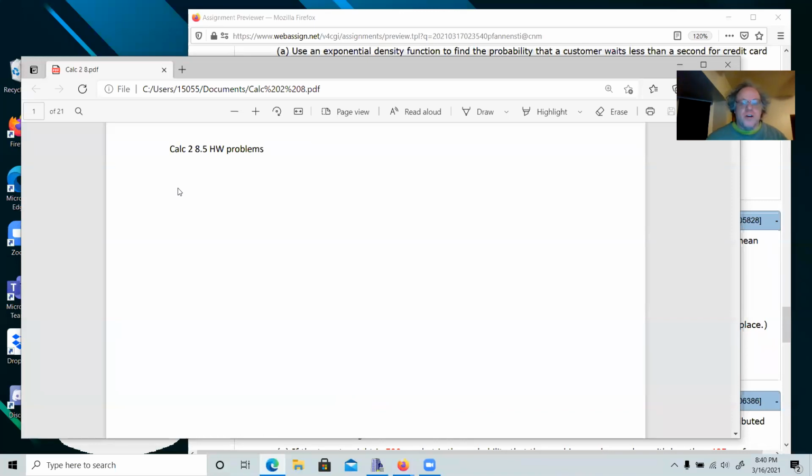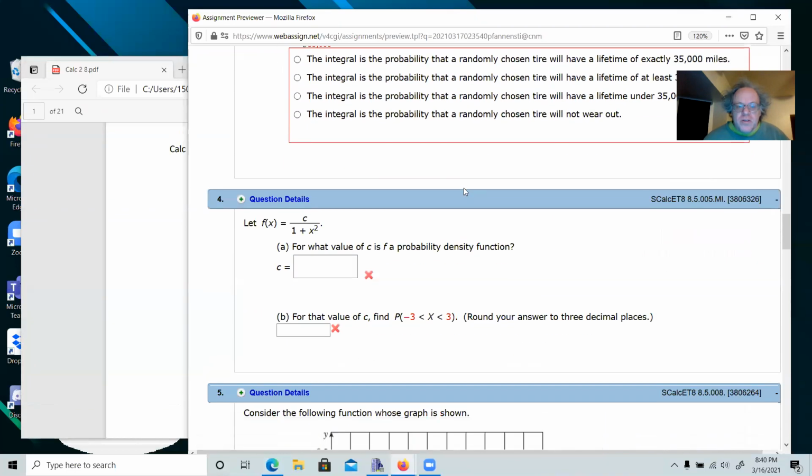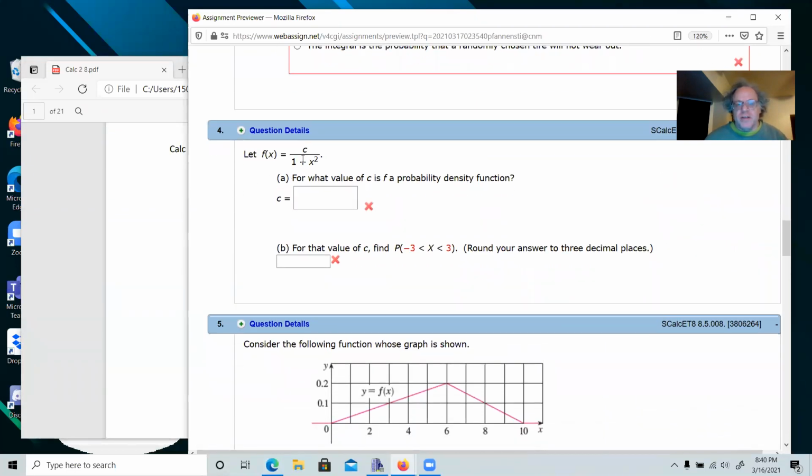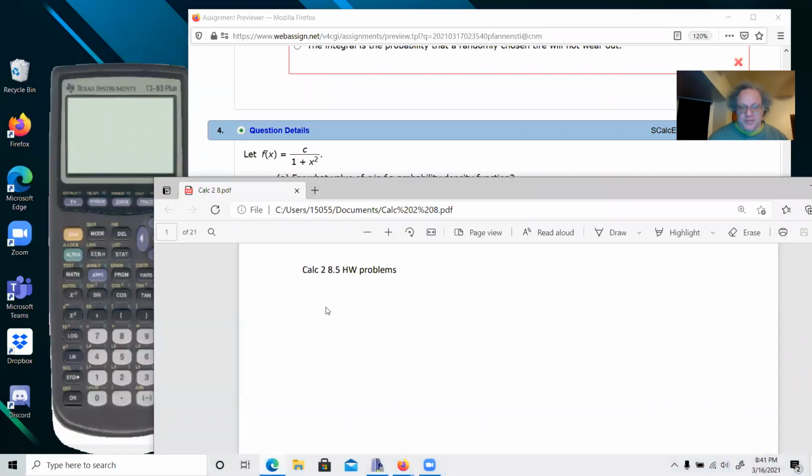All right. So what are we looking at here? It says, here is a function, c over 1 plus x squared. And it said, for what value of c is this a probability density function? They don't tell us any restrictions on x. They just let that go. So we're given f of x is equal to c over 1 plus x squared, and we're going to assume that it's over all the reals. x can go from negative infinity to positive infinity.